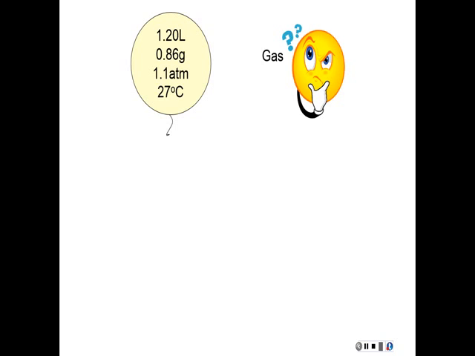Now, if we consider that the air has an average molar mass of about 29, because it's mostly N2, which has a molar mass of 28, that means as long as the molar mass of our gas is less than 29, it could be used in a balloon. So let's see, how do we figure out the molar masses?